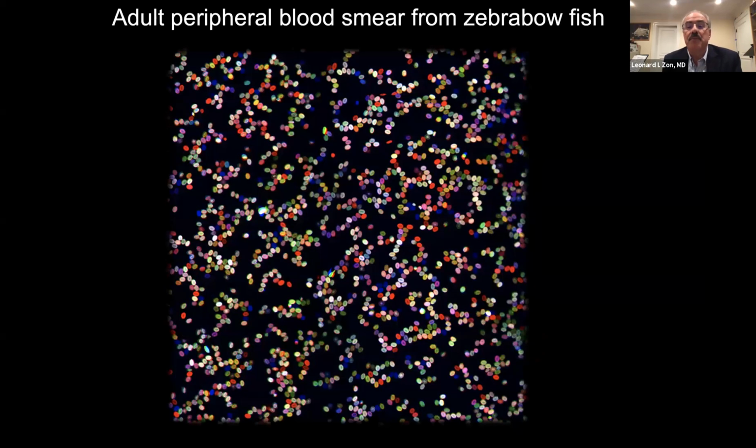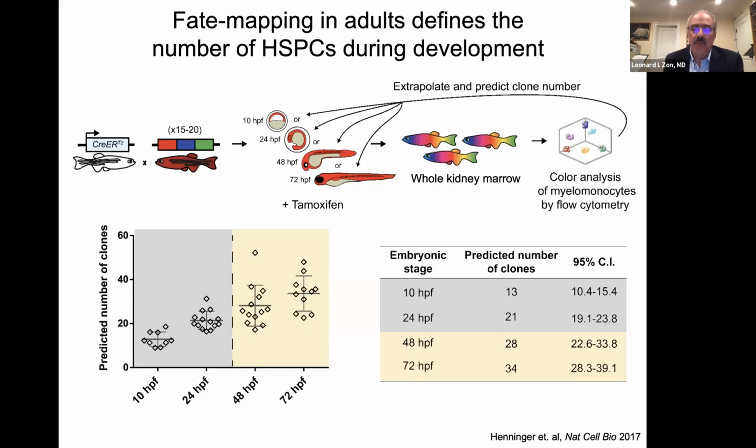And this is the peripheral blood of that animal. And you can see there's many different colors represented. So using this, he could start counting those colors. And what he found is that if he labels the cells at 24 hours with the inducible Cre, he could find 21 clones of stem cells are the ones that are being born. And the number increases as time goes on as you head towards that fetal liver equivalent stage. So this shows that the barcoding method of making cells different colors actually works very well.